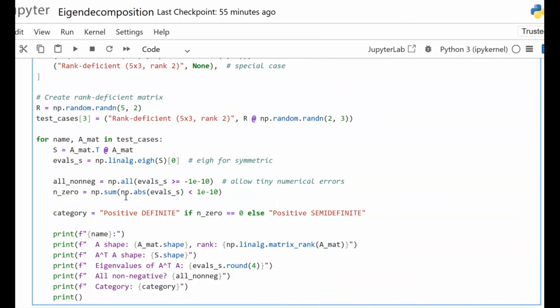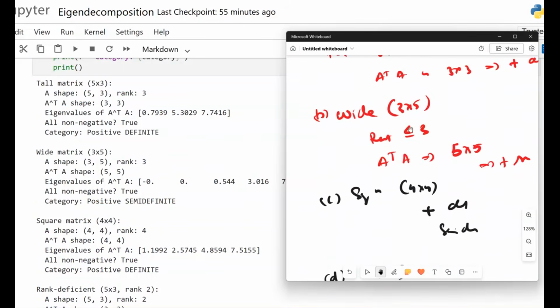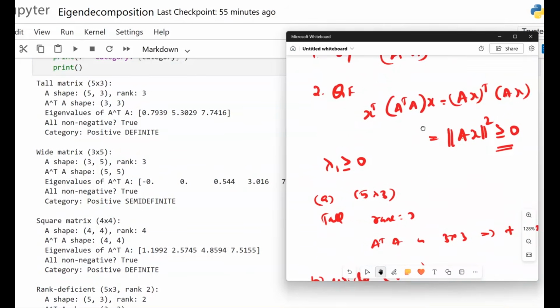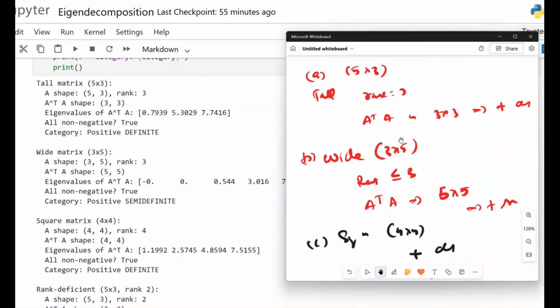So let me execute. As we have already discussed, kindly just see here, dear friends. So yes, here we have the tall matrix. The shape of the matrix is 5 by 3, and here the rank is 3. And on evaluating A transpose A, yes, the shape is 3 by 3, and all the eigenvalues are positive. And yeah, it is in the category of positive definite.